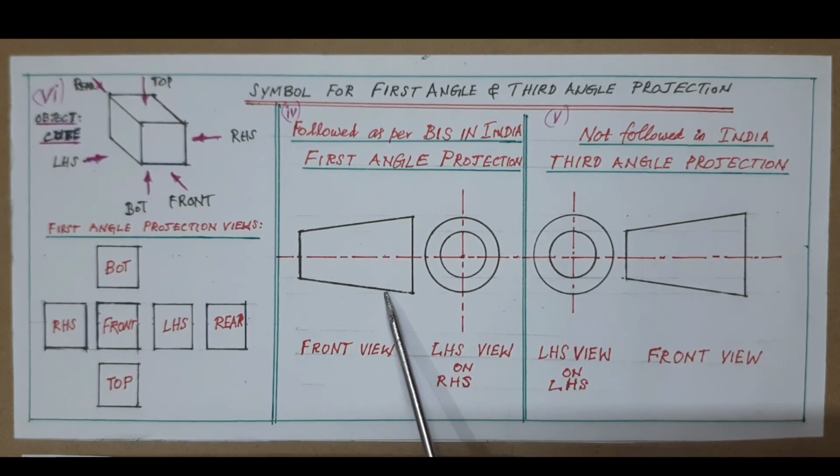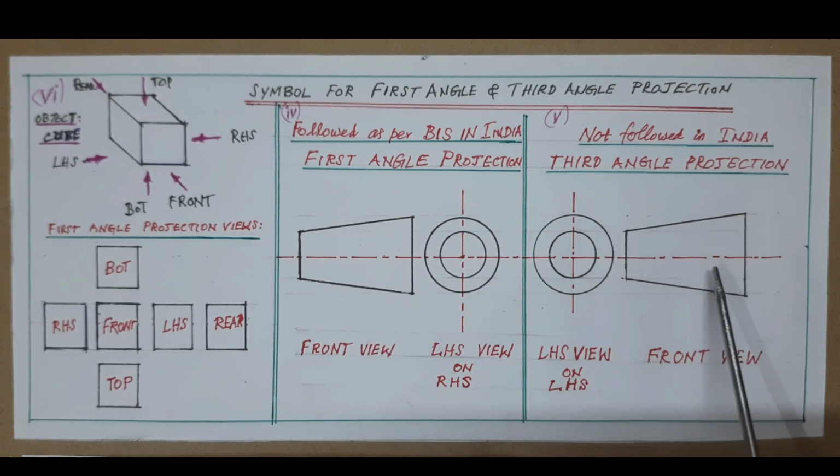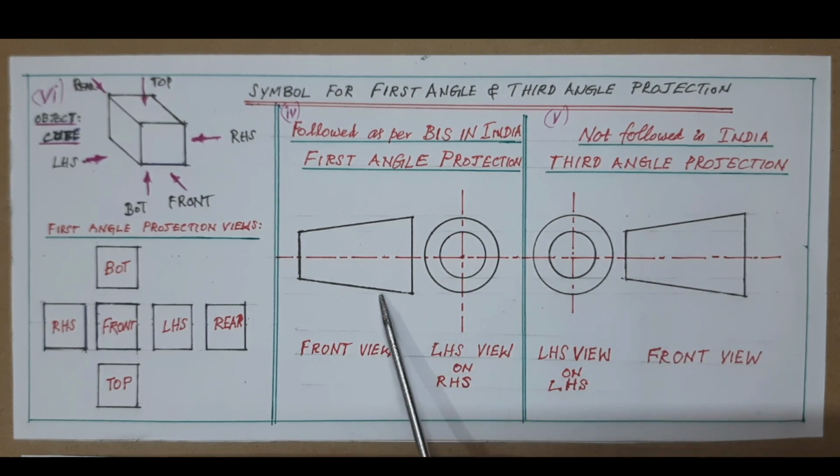That is, assume you are standing on the horizontal plane and seeing the object in front of you, and its image falls on the vertical plane. In that case, that image has to be drawn here. So the front view would be like this. Here also the same front view is shown.